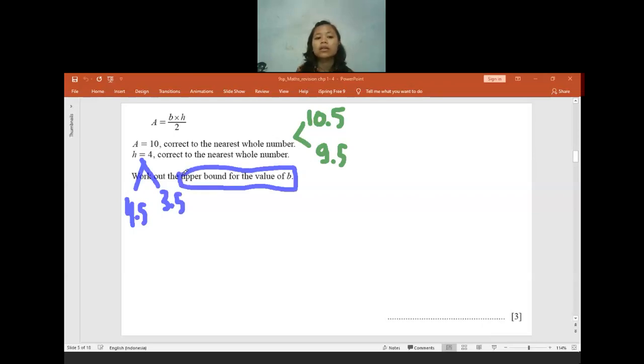But now in the formula given, the b is not the subject, so we have to make the b the subject. It will be easier for us to define whether it is a multiplication or a division, because when we know it is a multiplication, division, addition or subtraction, we can define how to find the upper bound or lower bound of those four calculations. So now let us make the b the subject. What do we have to do to make the b the subject?